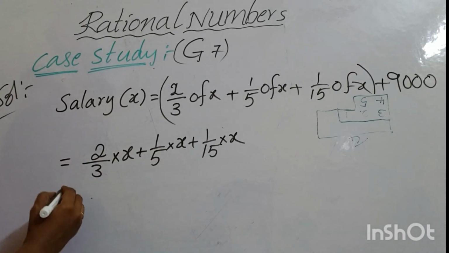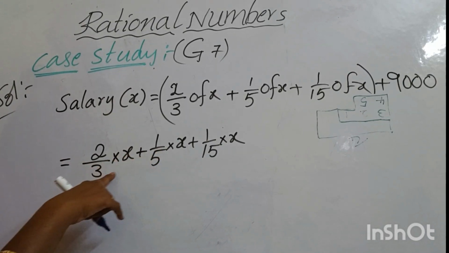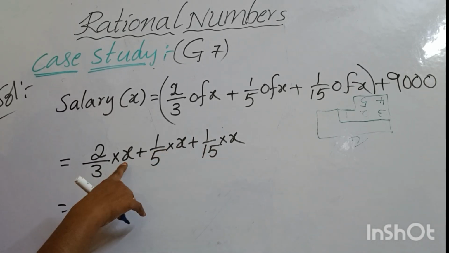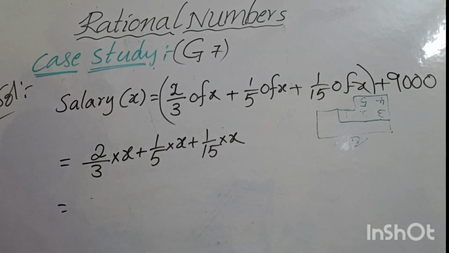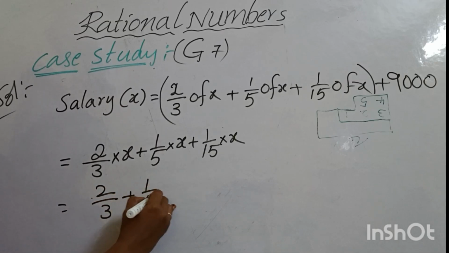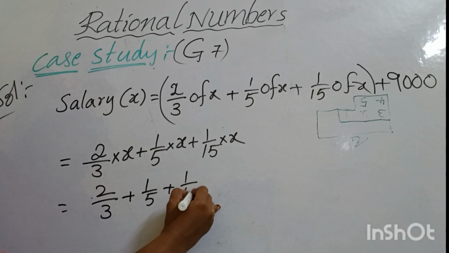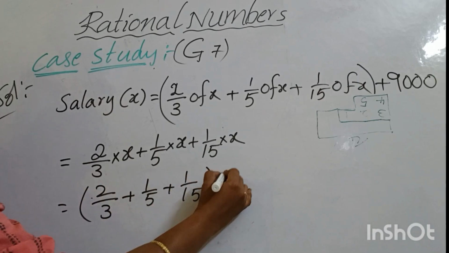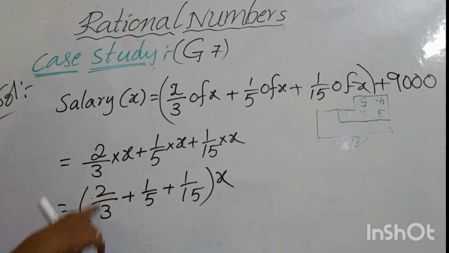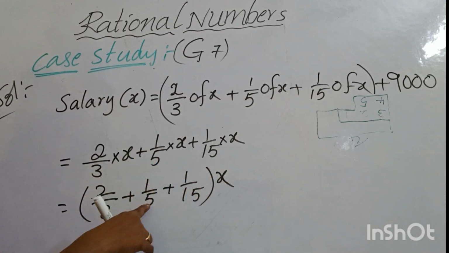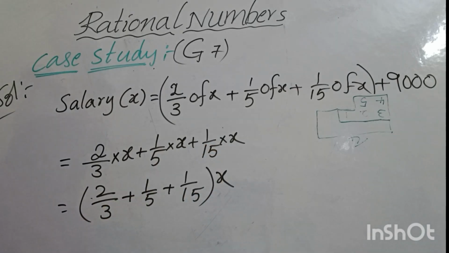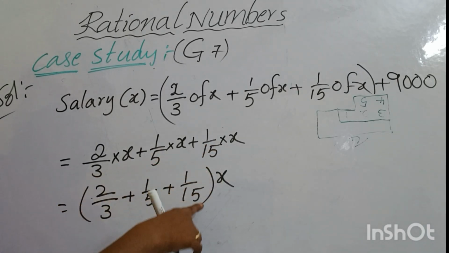Yes. Now see this, children. Here we don't know the value of X, right? And X is common in these three terms. So can I write it like this? Shall I take out that X as a common factor? Is it clear? See, X into 2/3, X into 1/5, X into 1/15. Clear? This we can also write like this.